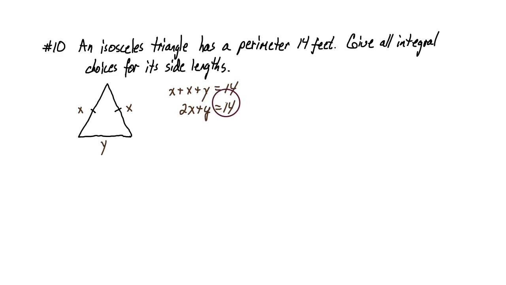Let's find all of the possibilities that are integers. x cannot be a negative number because triangles cannot have negative length sides. x cannot be 0 because triangles can't have sides that are 0 in length. So the first reasonable number to even try for x is a 1. Let's organize our work in a chart. If x was 1, then y would be 12, because 2 times 1 plus 12 is 14.